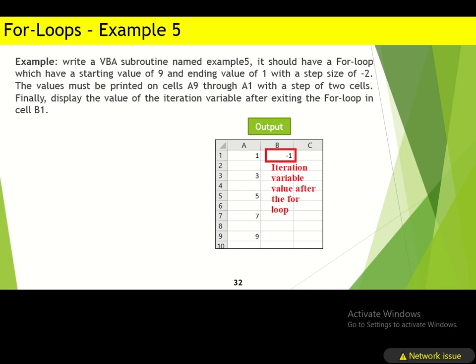A subroutine named example 5 should have a for loop. Starting value 9, ending value 1. So going backwards. Step size minus 2.